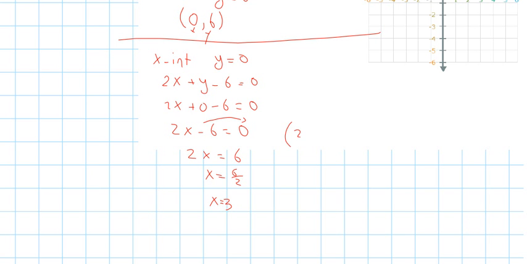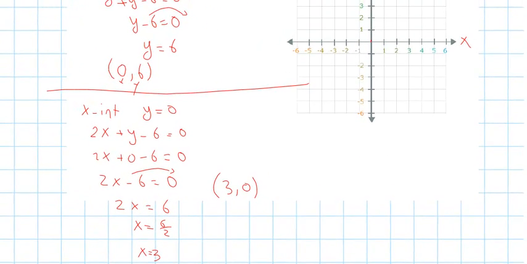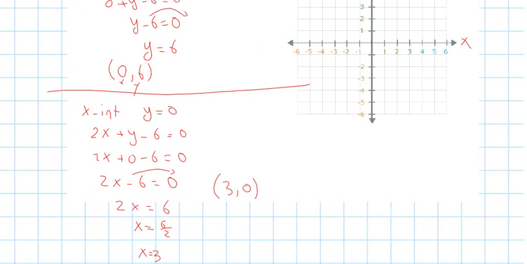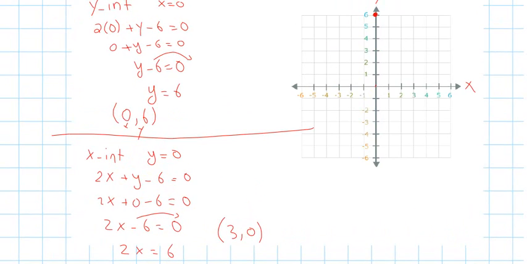3 is my x value, so I'm going to go on the x-axis and find 3. It's right here. And then the y value is 0, so I'm going to stay where I am. I'm not going to go anywhere, and that's where my x-intercept is. You see that I have 2 points. I can join the 2 points and draw the line.